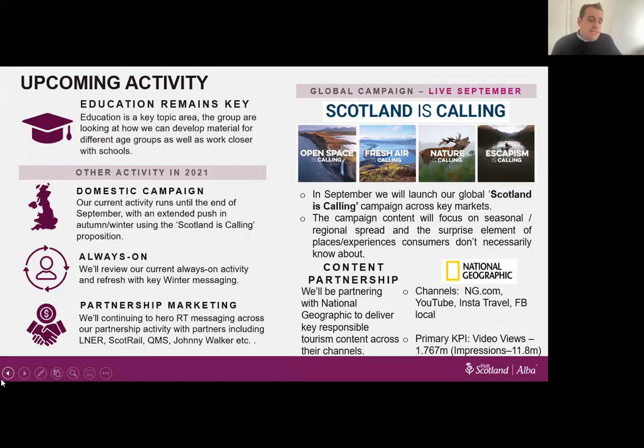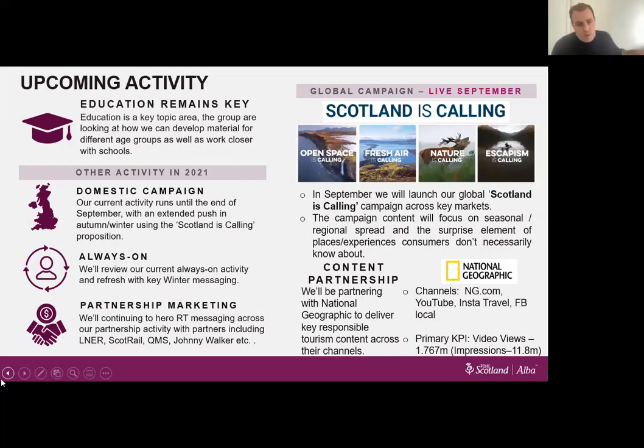Across our upcoming activity, we're not going to lose sight of the challenges that are in market. The visitor management group meets regularly and will constantly meet with the group to find core themes for delivering content and making sure we're getting that messaging out there around responsible tourism and respect, protect and enjoy Scotland. Our domestic campaign continues for the next couple of months with a new campaign coming in September, October, really talking about Scotland's calling, but calling in a responsible way.